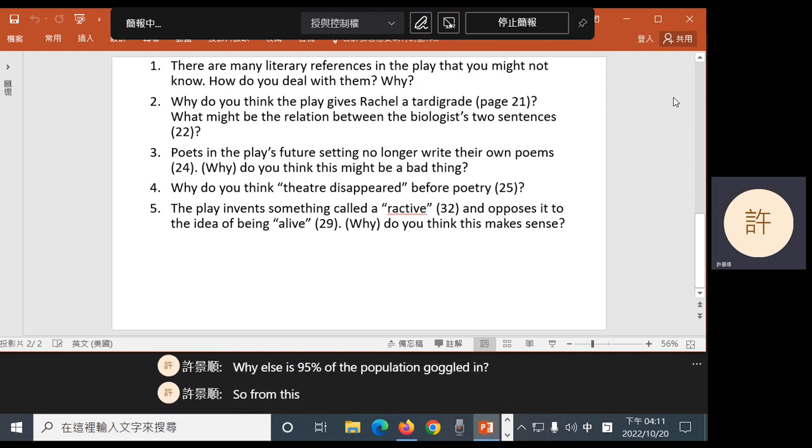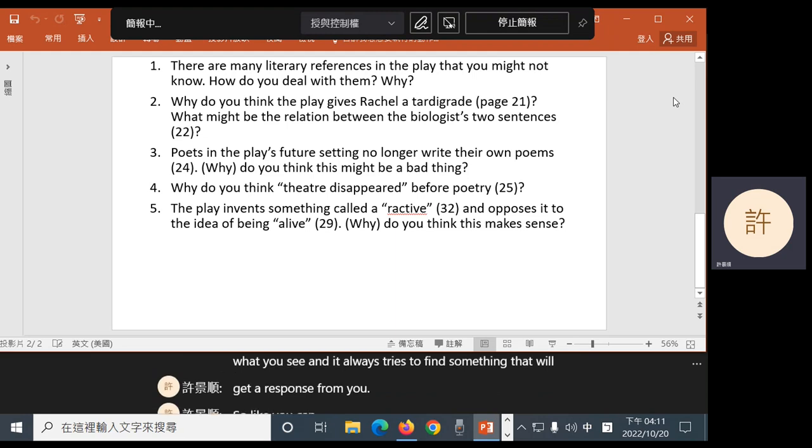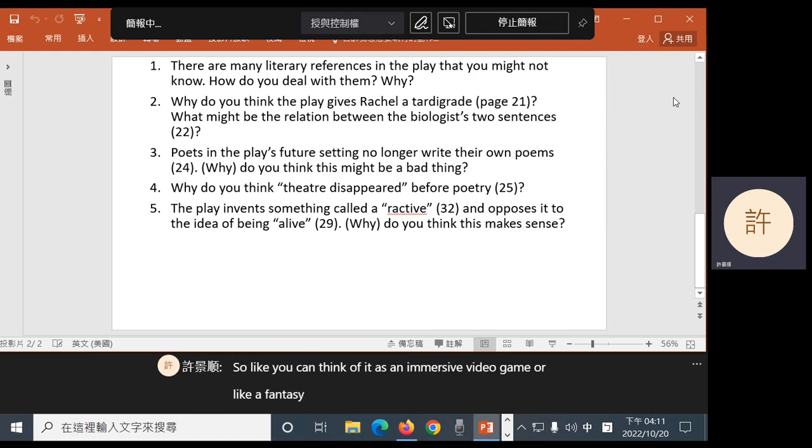So from this dialogue, it seems like a reactive is something that you put over your eyes, and it brings you into like a fantasy world, maybe. A computer program controls what you see, and it always tries to find something that will get a response from you. So you can think of it as an immersive video game or like a fantasy computer simulation world. Now the play seems to be saying that this is the opposite of being alive. If you remember, Rachel said, "I'm not alive." And we know that most of her free time is spent using the reactive. So if you put these two together, it seems to be saying that using the reactive is not real life.